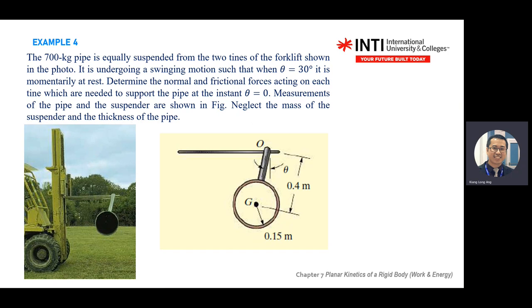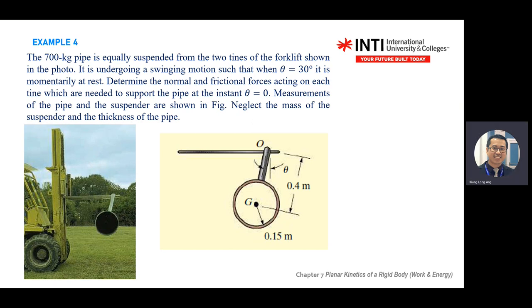Determine the normal and frictional force acting on each tine. Tine is the two arms of a forklift, right? You need to find the friction force that you need to support here, at the instant theta equal to 0, which means at the stable location. The measurements of the pipe and suspender are shown in the figure. You ignore the mass of the suspender and thickness. So you have a center of mass here, O here.